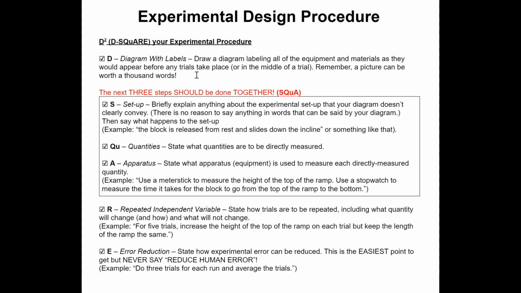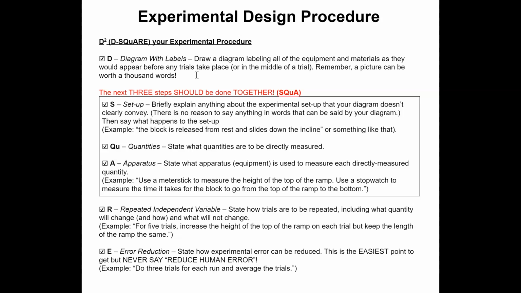We need to tell what quantities are going to be directly measured. So both your independent and your dependent variable at least. And for this one, it would be the time it takes for it to traverse the incline. And then it might be maybe the length of the incline. It might be the height of the incline. Just all kinds of different things, but they want to make sure that they're clear about that.